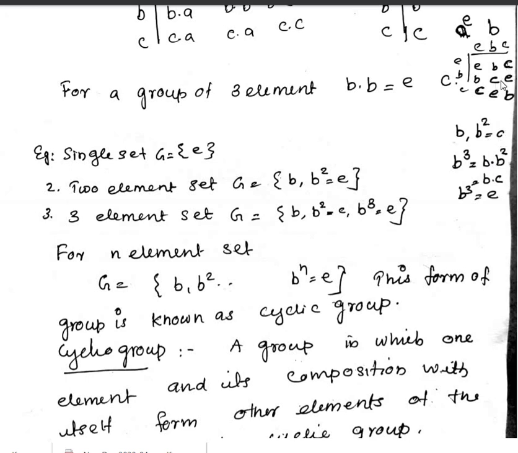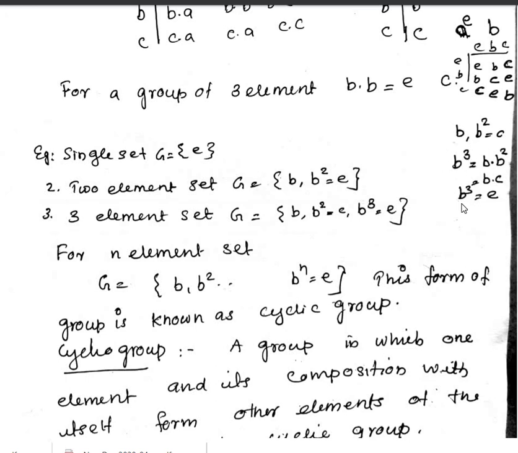So let us examine what the identity element E is. Let us evaluate what B cube is. We know that B cube is equal to B into B square. So what is B square? B square is nothing but C. So that is equal to B dot C. What is B dot C? B dot C is nothing but E. So we will get B cube is equal to E. So the identity element is generated by this element B.